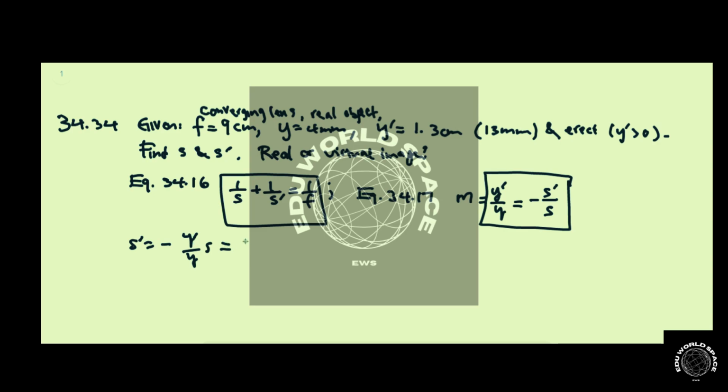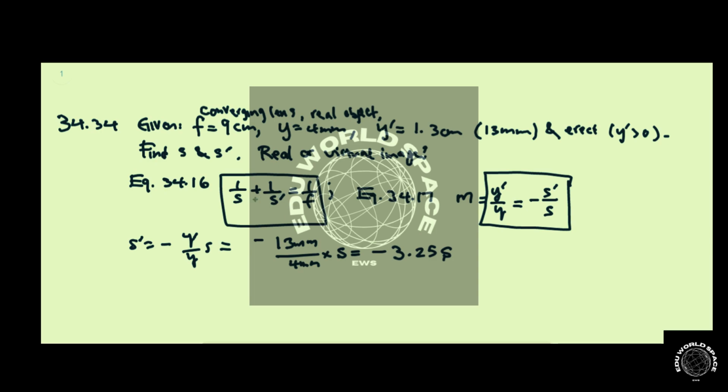And y prime is 13 millimeters, and y is 4 millimeters, and that's times s. So I get a minus 3.25 s. Okay, so I have s prime is minus 3.25 s.